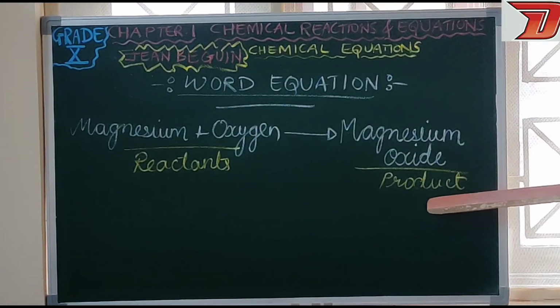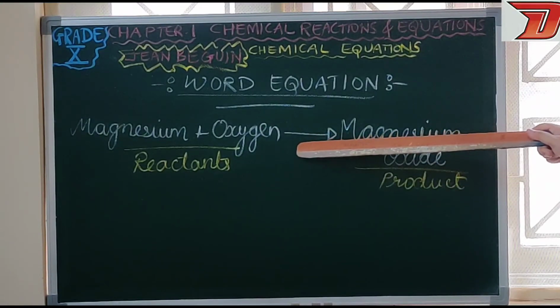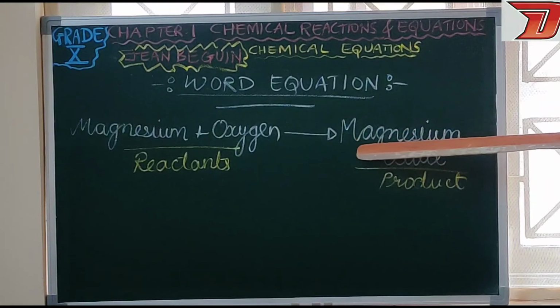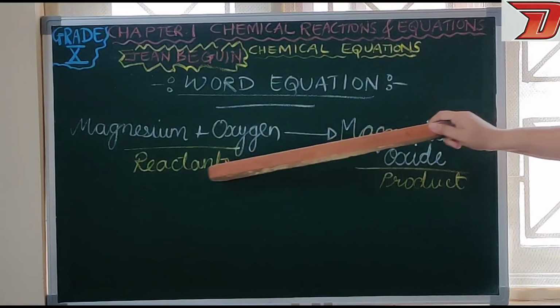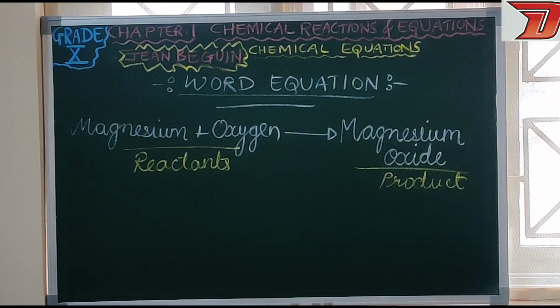Magnesium oxide. Right? You can see this arrow means this is a unidirectional process. That is, magnesium oxide cannot go back to its original state, that is magnesium and oxygen. Right? We know that chemical reactions are irreversible processes. Is this clear to you?